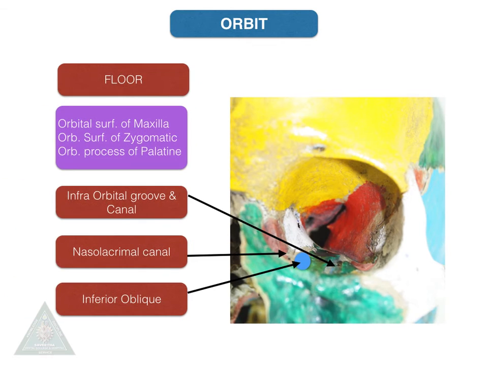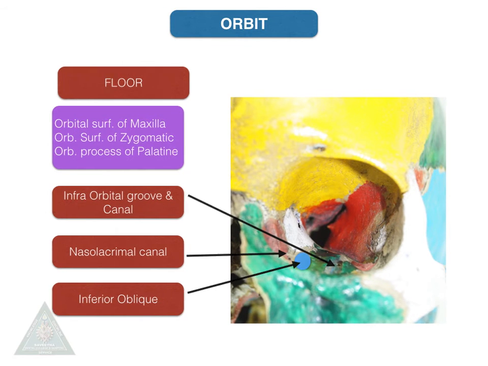The floor of the orbit is formed by the orbital surface of the maxilla, the orbital surface of the zygomatic bone, and the orbital process of palatine. The infraorbital groove or canal is seen in the floor, which transmits the infraorbital nerves and vessels. The nasolacrimal canal is seen on the medial end, which has the upper opening that transmits the nasolacrimal duct. More medial to it, we can see the origin of the inferior oblique muscle.